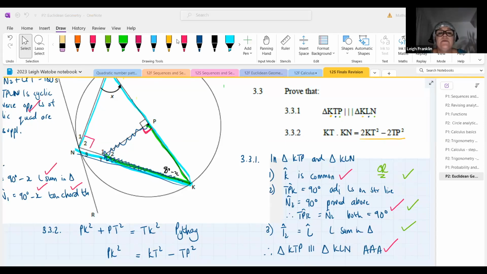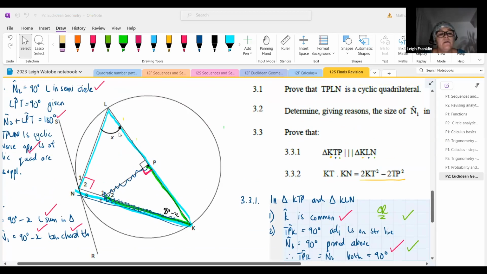So how can we use KP over KL? No, you can't do that, because PT is not parallel to LN. Sihawu was just asking me if we could use the proportionality intercept theorem, but no, that's not going to work in this case because you don't have a line drawn parallel to the third side of a triangle. So that's not going to work.